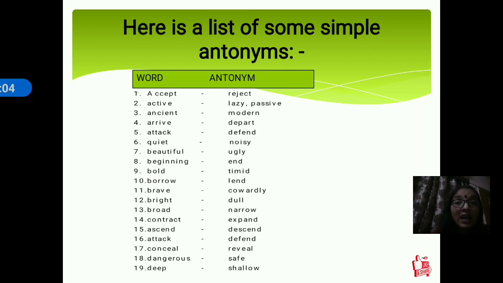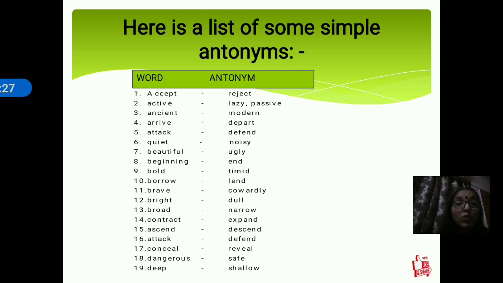Attack, somebody attacks on you. Defend, when you protect yourself. Quiet, being too quiet. Opposite of that is noisy. Lot of noise in the classroom. Okay. Beautiful. Opposite is ugly. Next is beginning. When you begin something, you start something. Opposite is ending. When it comes to an end. You have seen that even in the movies. They write down the end. That means movie is over.